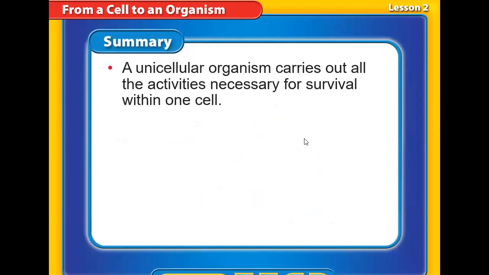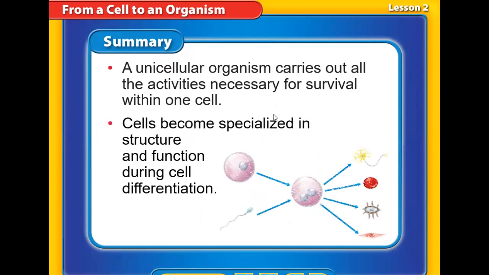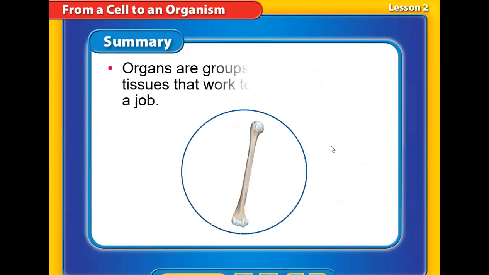Like this, guys, we finished our lesson. So here is a quick summary of our lesson. We said that unicellular organisms carry out all activities, just one cell able to do all things. In a multicellular organism, cells become specialized. That means one cell will specialize and differentiate to form different kinds of tissues that carry out different functions. Organs are a group of different tissues that work together to perform a job.